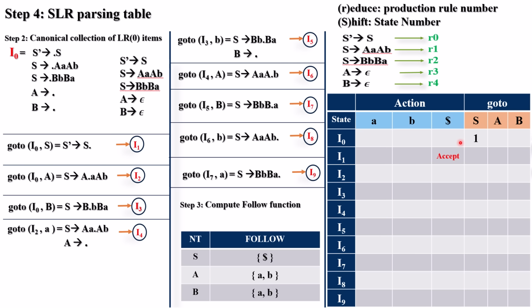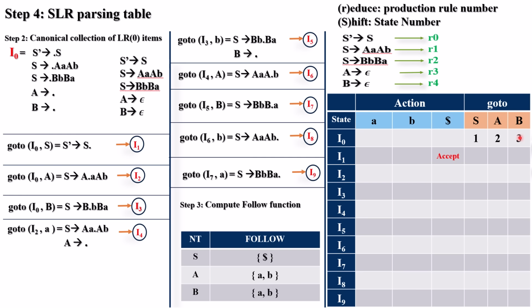Simple. Next, I0 on capital A, what do we have to write? I2. I0 on capital A is a goto, and that is the reason why we write only 2, not I2. Clear? Next, I0 on capital B, what do we have to write? The answer is I3. So in I0 on capital B we write only 3.